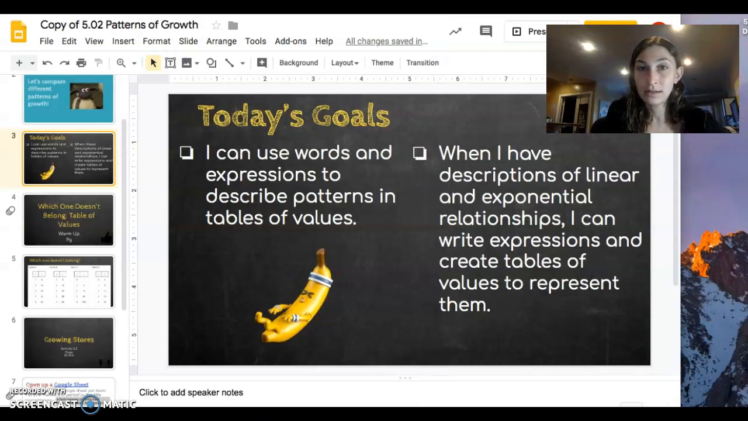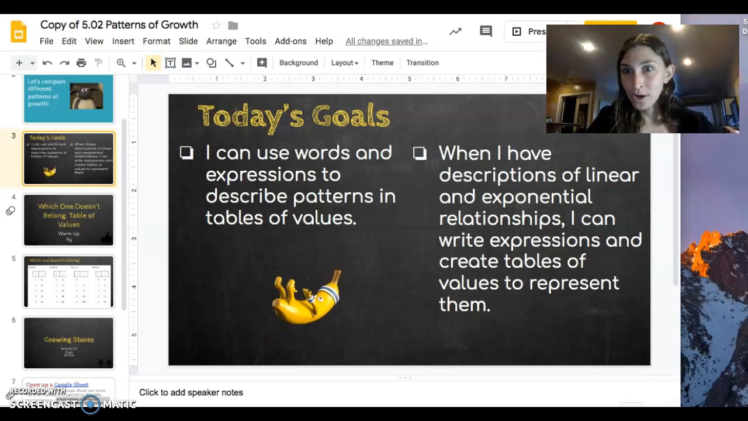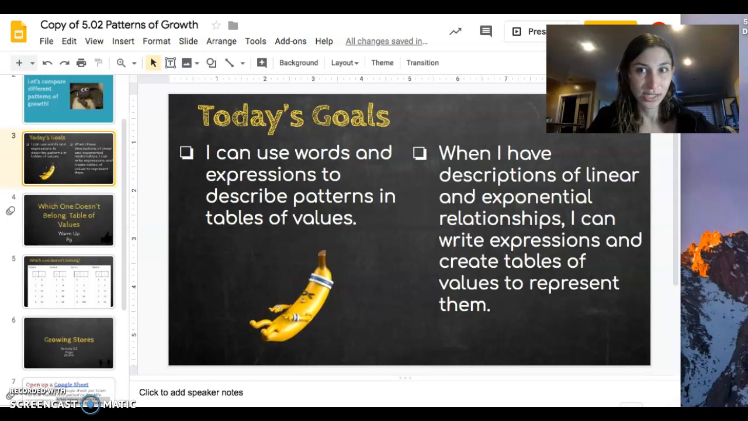It was a short lesson, but like I said, they're investigating exponential functions. They've never really been taught this before in 8th grade, so it was an introduction to what those tables and those graphs look like.